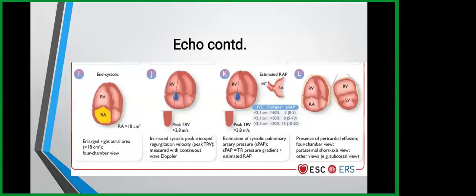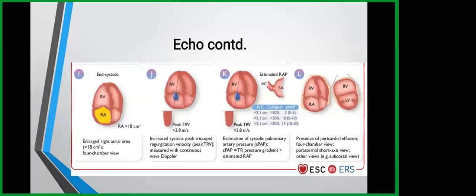So the systolic pulmonary artery pressure is obtained by measuring the pressure gradient, which comes from the Bernoulli equation, 4V squared. You then add the pressure gradient to the right atrial pressure. This gives us an estimate known as the systolic pulmonary artery pressure.